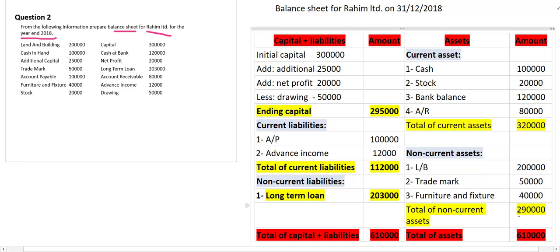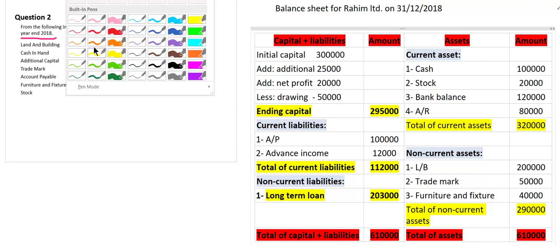The non-current asset total of this one became 2,90,000, which we found. The total of asset is 6,10,000. On the other side, initial capital plus additional capital plus net profit less drawing, the total or ending capital became 2,95,000. Current liability, two types of current liability we had, and the total was equal to 1,12,000, right? And then long term, we had only one type. So now if you want to find out, of course, the total of both sides, you have to do these things.